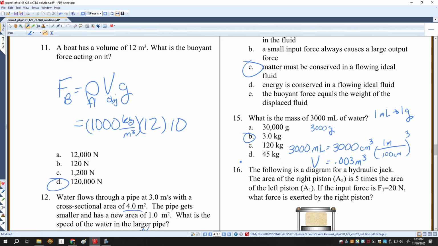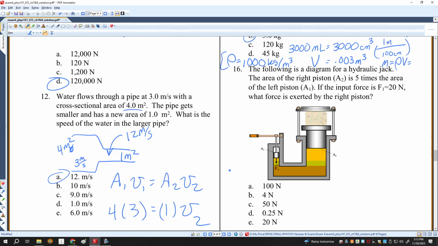And then I also know that the density of water is 1,000 kilograms per cubic meter. And if I wanted to know the mass, I would say that the mass is equal to the density times the volume. That would be 1,000 times 0.003, which is 3 kilograms. So you have to make this unit conversion, and you also have to know the density of water, which is on your equation sheet. But it's easier if you just know that a milliliter is equivalent to a gram, which, if you've been paying attention, you should just have in your mind.